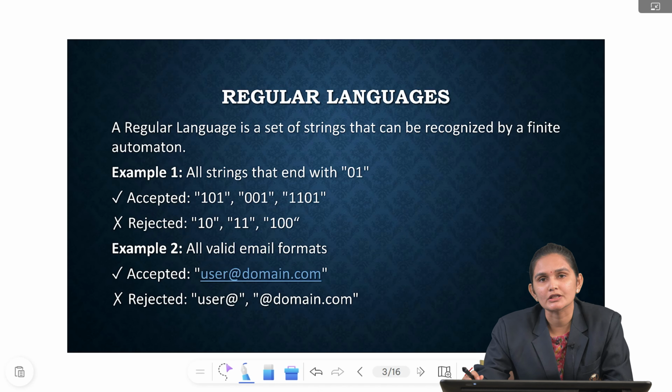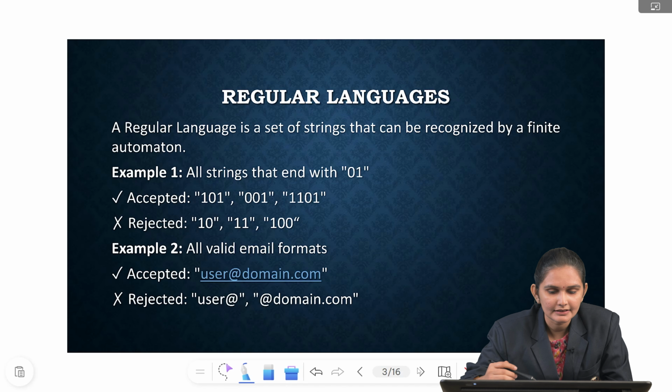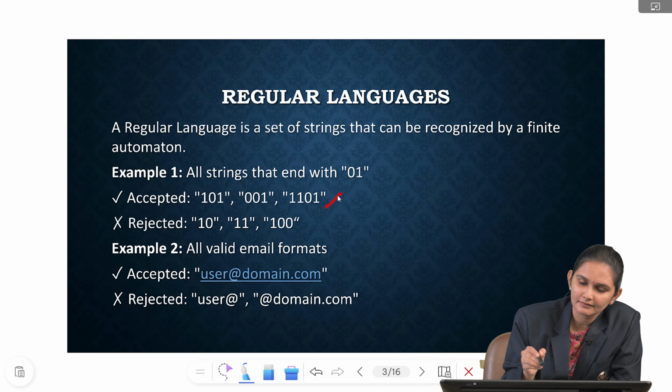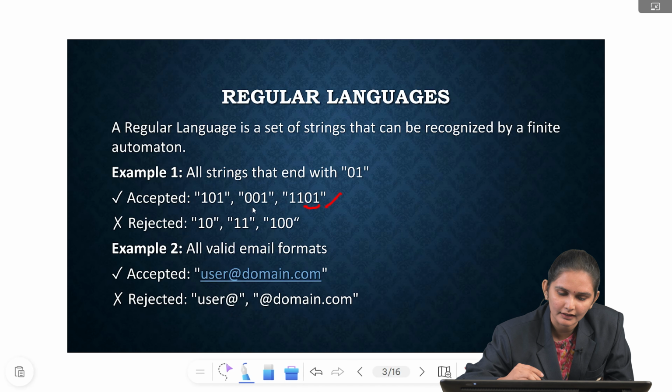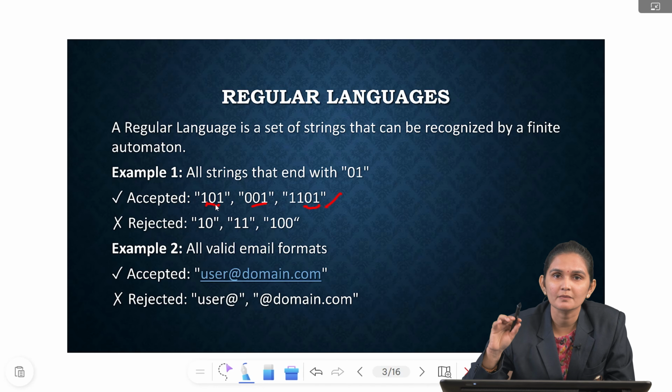What are regular languages? The regular languages are the set of strings that can be recognized by the finite automata. For example, if we take strings that end with 01, such strings are 101, 001 and 1101. When the finite automata observes these strings, it gives the output as accepted. If the strings do not end with 01, the finite automata does not accept.